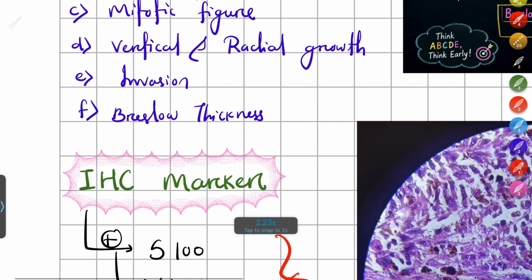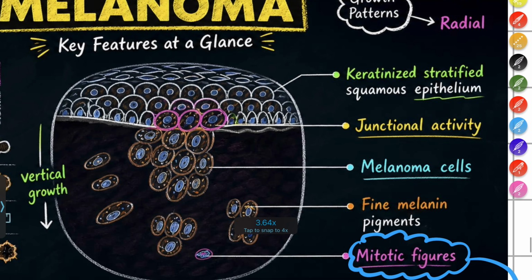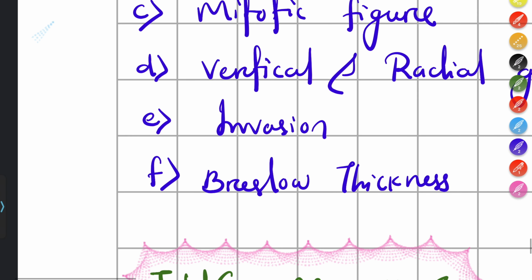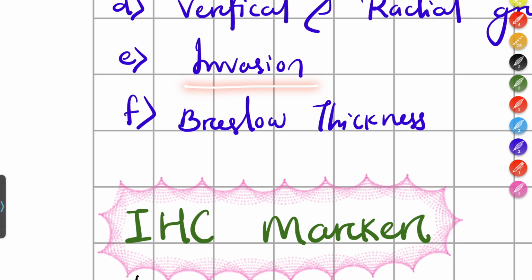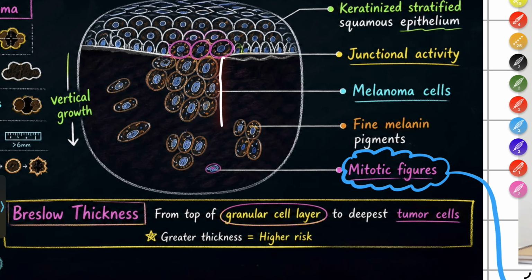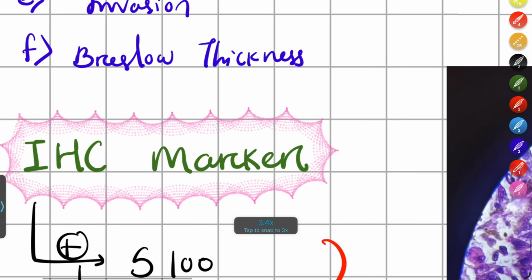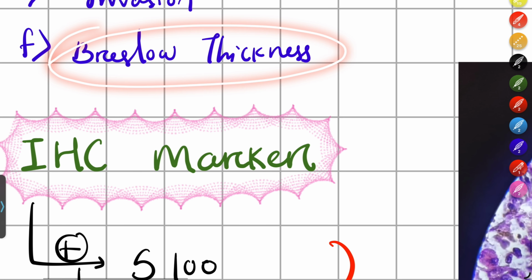Now, the next one is the vertical and radial growth. This is the radial growth, and this is the vertical growth. It can grow in both directions, like in the radial direction and in the vertical direction. And the next one is invasion. As it is a malignant tumor, it invades. It invades deep into the tissue. This is invasion.